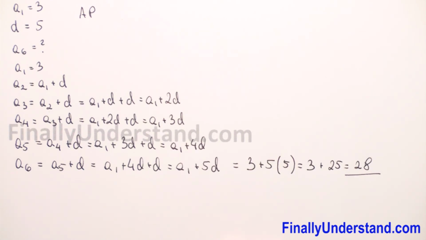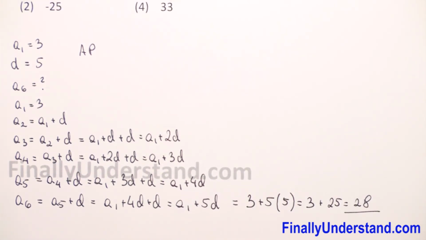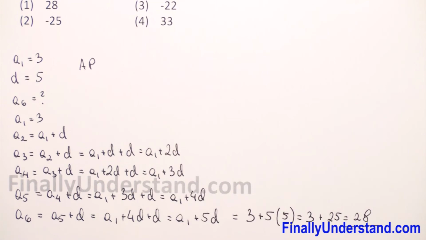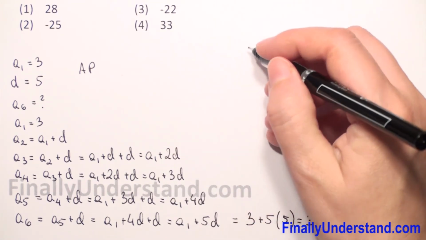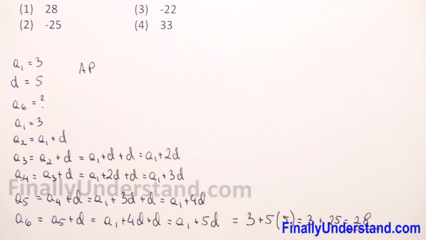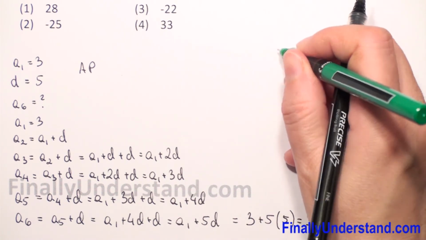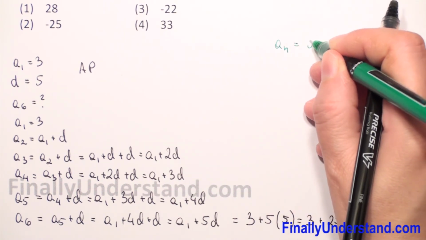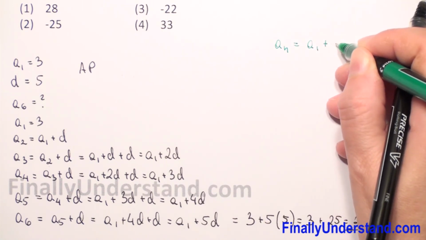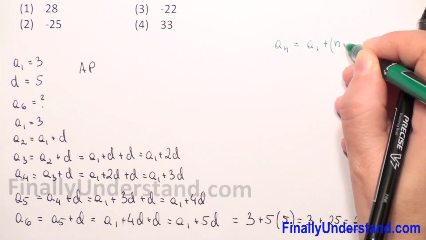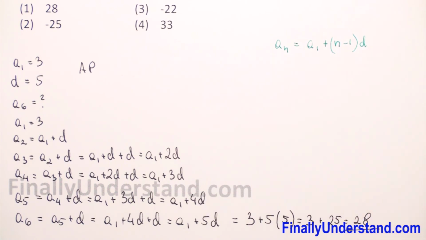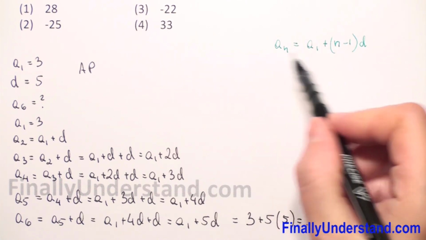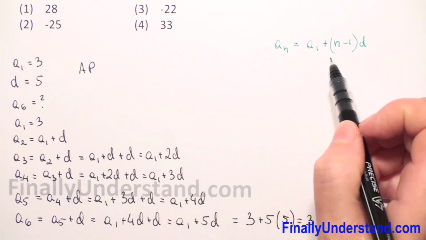This is one way. If you forget the formula for the n term of arithmetic progression, or if you remember formula that the n term of arithmetic progression is A1 plus n minus 1 times D. This is formula for the n term of arithmetic progression.